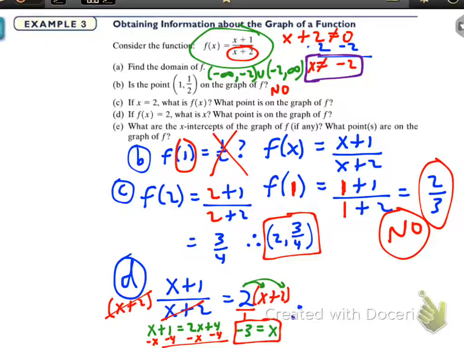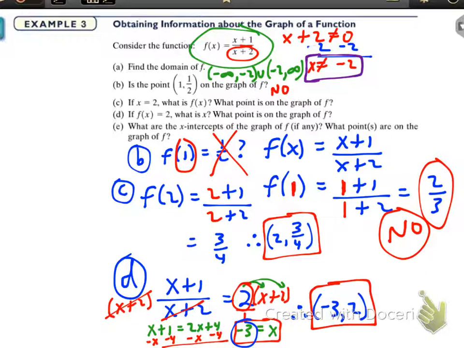So we could say, therefore, if we look at the input is negative 3. And the output, remember the output? That was way back here. That's 2. So the input is negative 3, the output is 2, and so therefore the point negative 3, 2 is the point on the graph of f that corresponds to that situation. Okay.